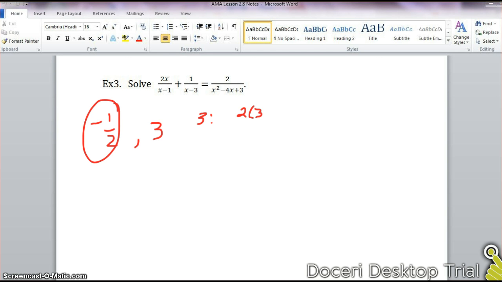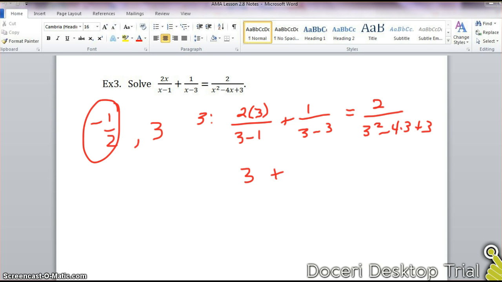We have 2 times 3 over 3 minus 1 plus 1 over 3 minus 3 equals 2 over 3 squared minus 4 times 3 plus 3. And what we found was that we get 3 plus 1 over 0 equals 2 over 0. Well, these are undefined, and 3 does not equal an undefined solution. So it doesn't work for the original problem.